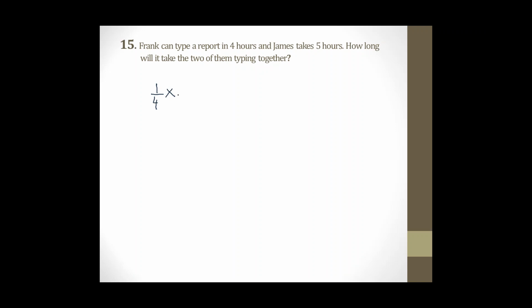And then if we add the part of the job that James is doing, which is 5 hours, so he's doing 1/5, that would equal 1 whole job. And now we have to solve for x. So we cannot add these two fractions because they don't have the same common denominator. And now we only have numbers in the denominator, so this should be easier for you guys to find the least common denominator.